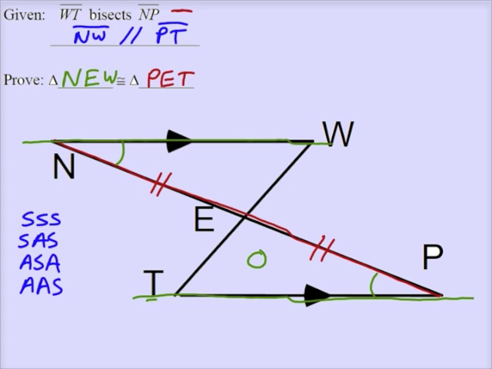And then finally, the way that these two triangles are drawn, we have intersecting line segments, and intersecting line segments create vertical angles. So we've got the blue angles, the red segments, and the green angles, which means we can prove this using the ASA theorem. So let's get to it. Let's write our proof.